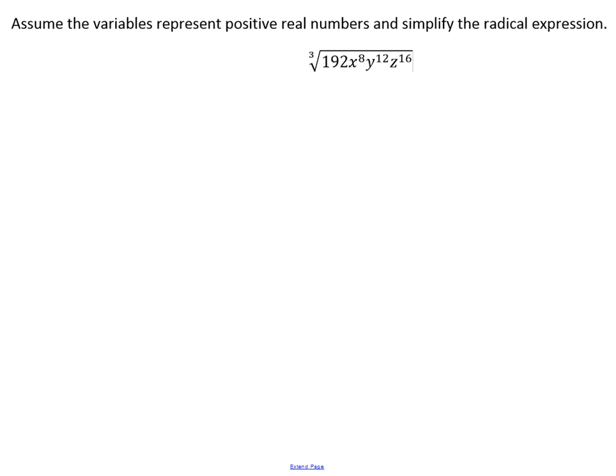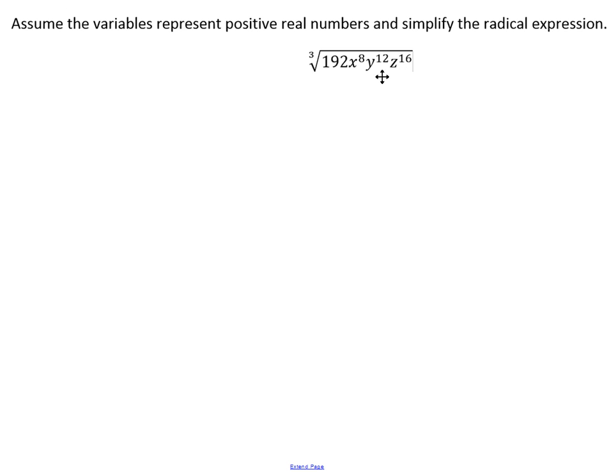Okay, so now we're going to simplify a cube root, all right? So the directions read, assume the variables represent positive real numbers and simplify the radical expression. All right, let's get to it then. We have here the cube root of 192 x to the 8th y to the 12th z to the 16th.